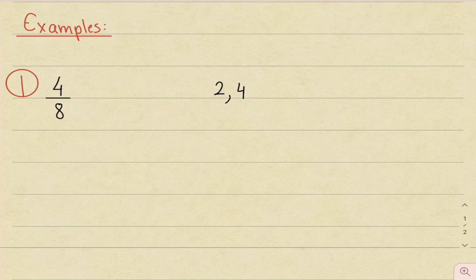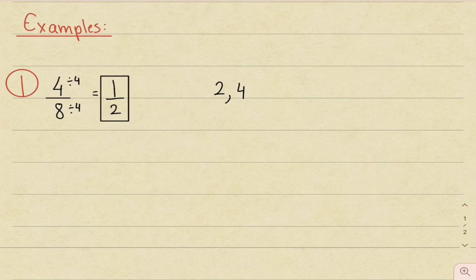So let me do 4 first, right? Let me divide by 4. So I'm going to divide by 4 top and bottom. So 4 divided by 4 is 1, and 8 divided by 4 is 2. So the answer is going to be 1 over 2. Can I simplify that more? No, because I can't find a number, right? There isn't any number that divides into 1 and 2 evenly. So the answer is just going to be 1 over 2.